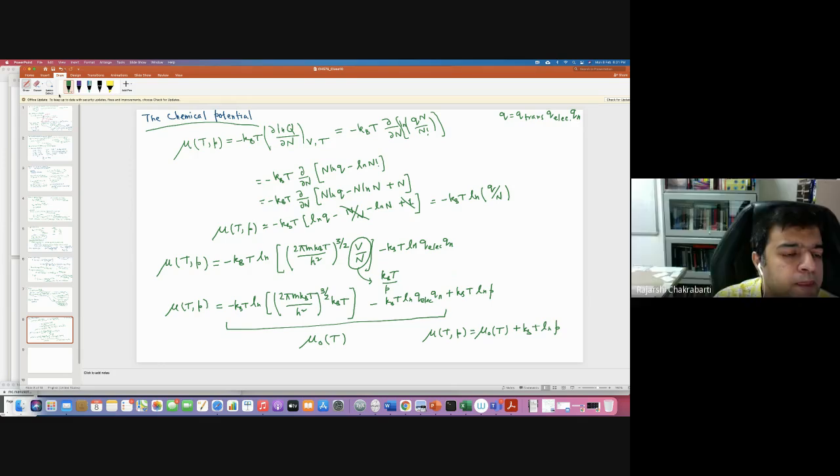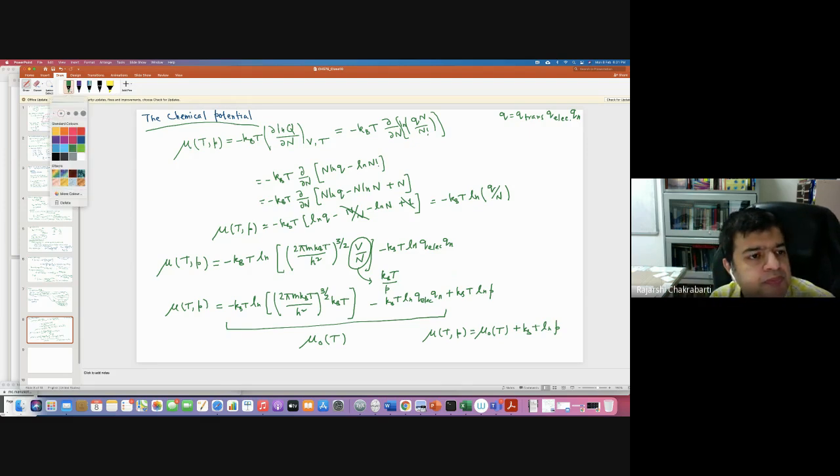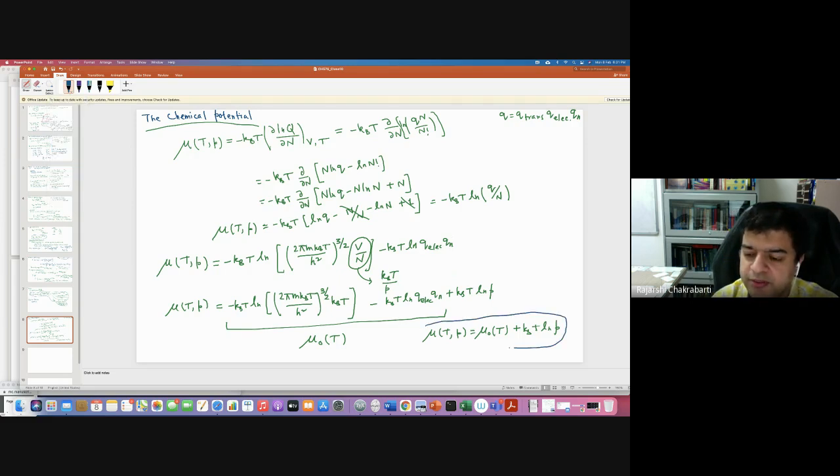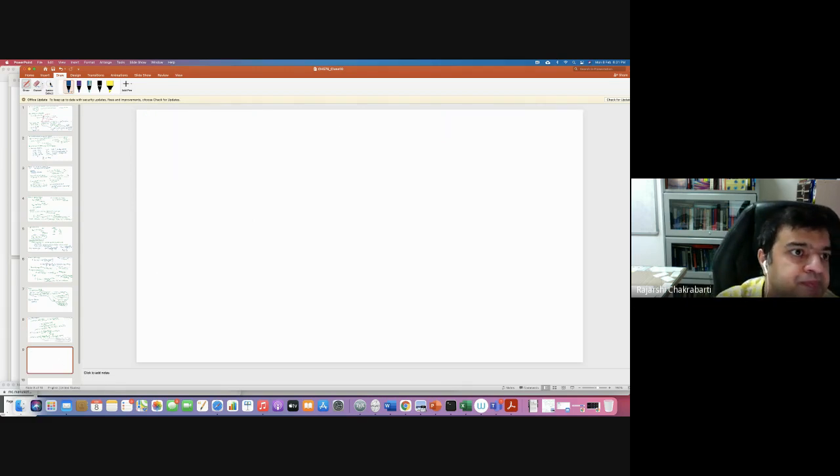So now this is your chemical potential. And you know these expressions from your thermodynamics. So the good thing, you can see the strength of statistical mechanics, that starting from a microscopic theory, you can arrive at all the thermodynamic quantities.